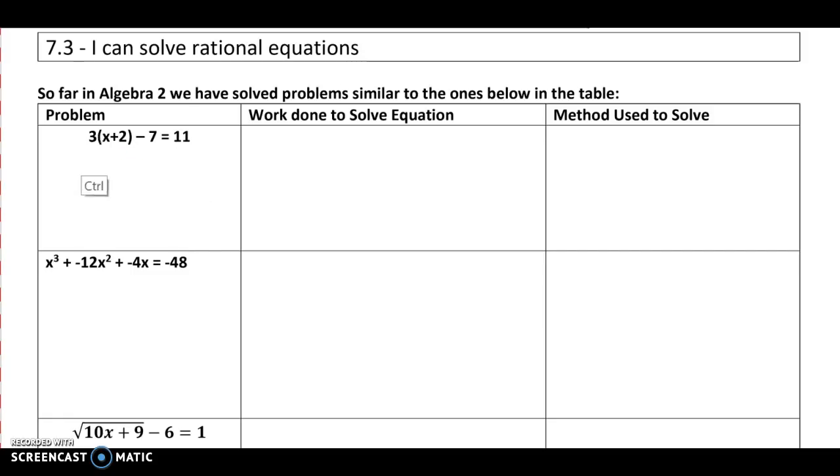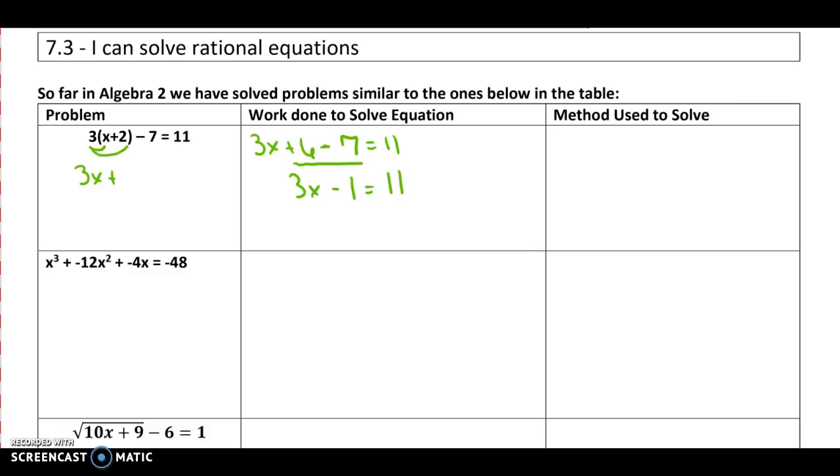The first thing I'm going to do is distribute my 3 to get rid of the parentheses. Actually, I'm going to put the work over here. From there, I'm going to combine my like terms, the 6 and the negative 7. So now I have 3x minus 1 equaling 11.